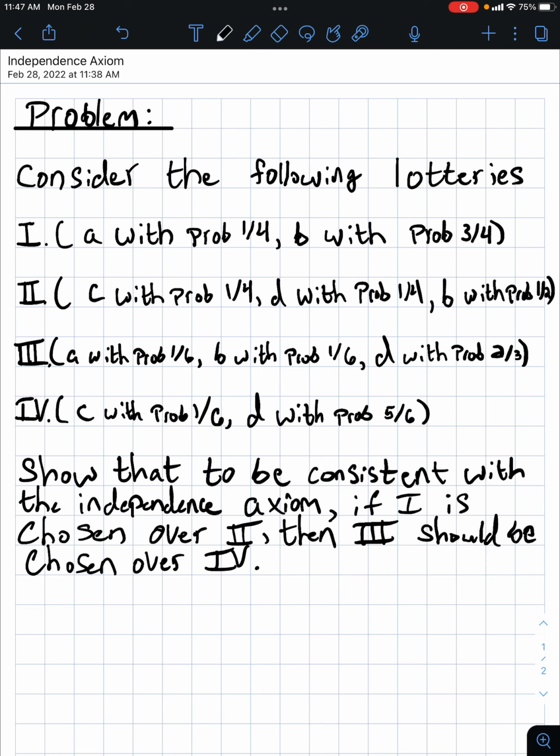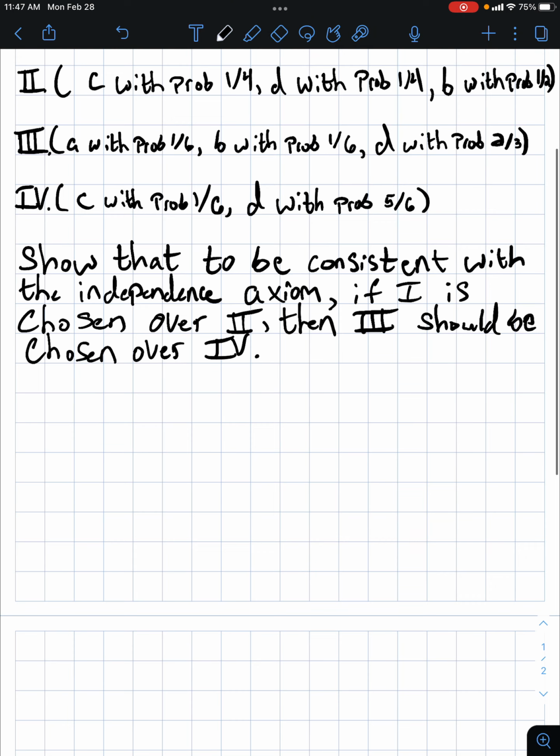Welcome back. Hopefully you were able to solve this problem. Now let's work on it together. So we need to show that to be consistent with the independence axiom, if 1 is chosen over 2, then 3 should be chosen over 4. So let's first write out our lotteries.